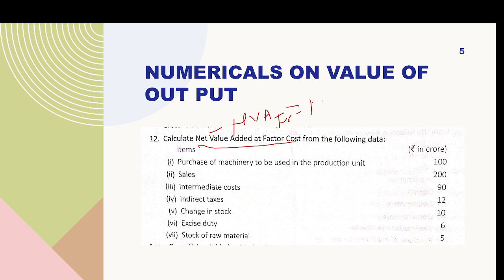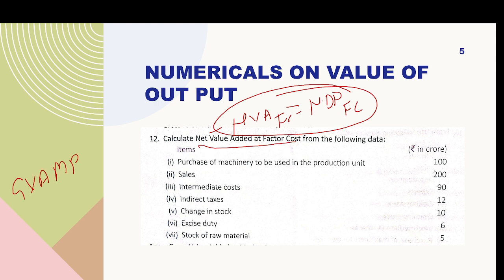NDPFC. Students, if you are to find out NDPFC or NVFC, first of all, we are to find out GVMP. The formula is value of output minus IC. I have told you, and value of output equals sales plus net stock.